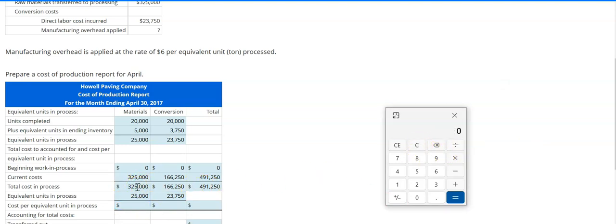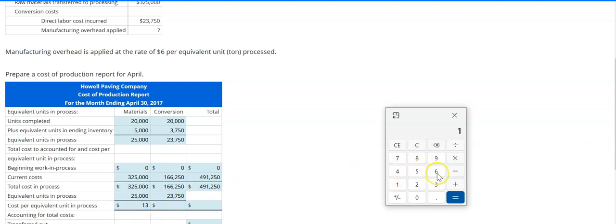We are going to break this down into two parts: a cost for materials and a cost for conversion. So let's see here now. Materials cost was 325,000 divided by 25,000 equivalent units as to materials gives us $13 materials cost per unit.